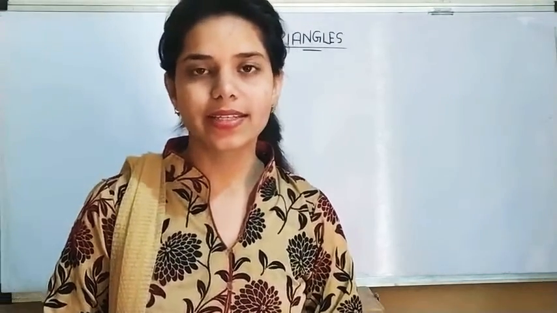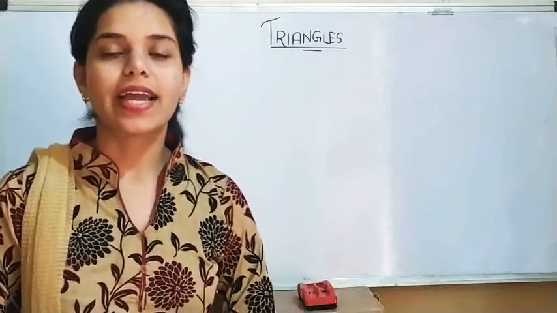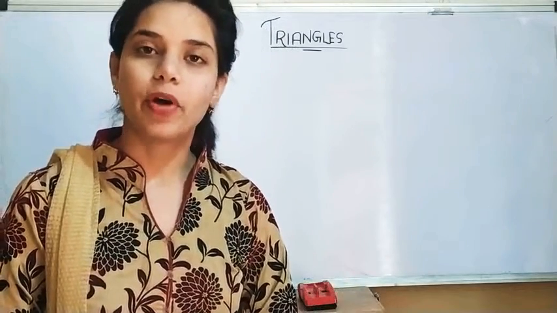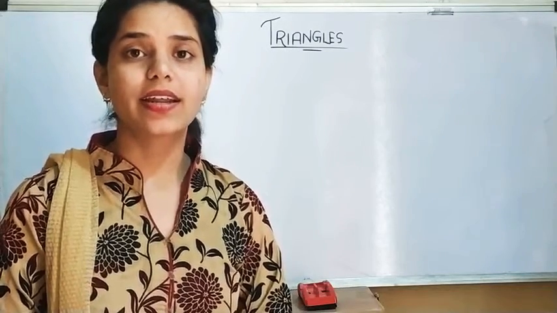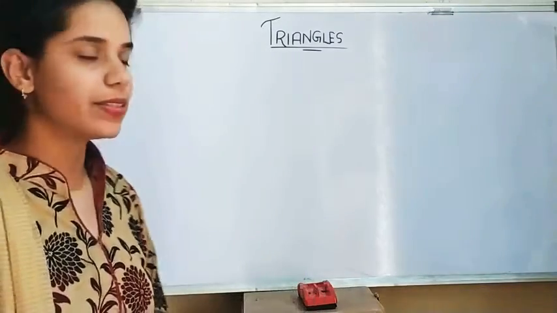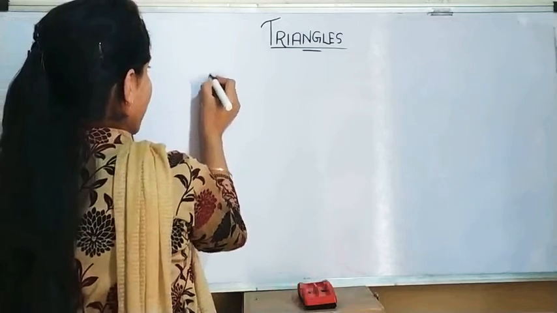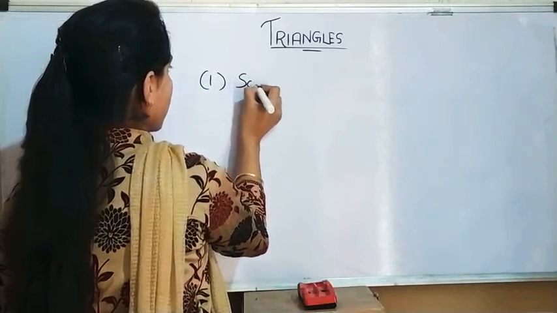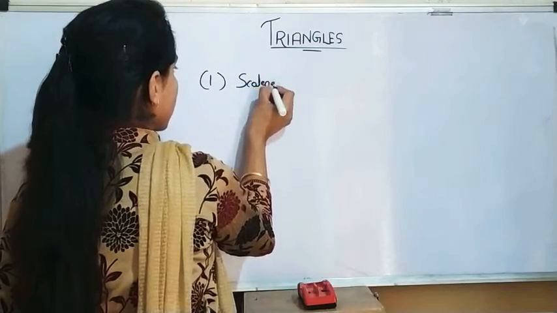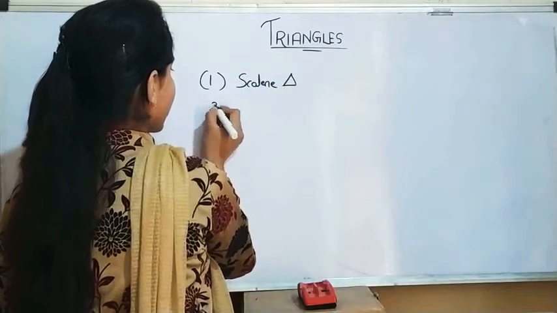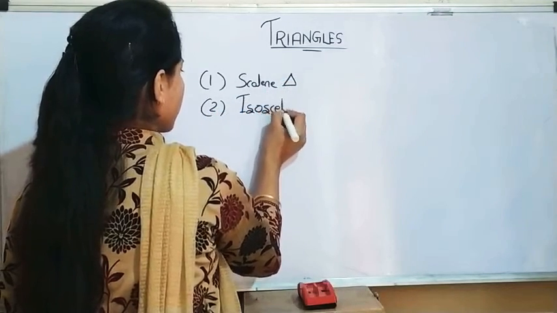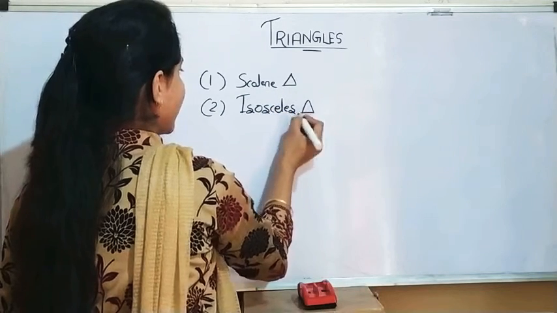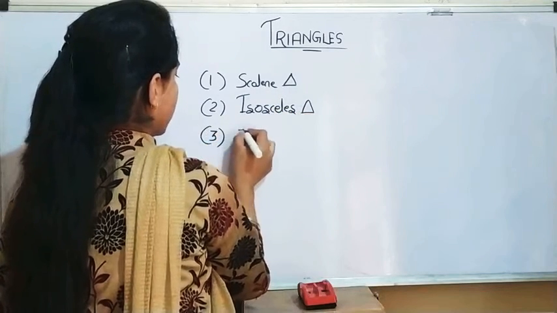So what are triangles? Triangles are three-sided polygons, and on the basis of sides, there are three types of triangles. They are scalene triangle, isosceles triangle, and equilateral triangle.